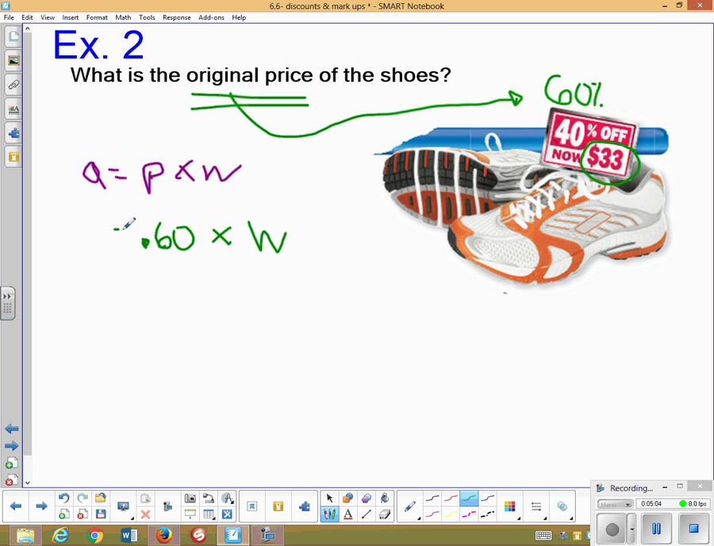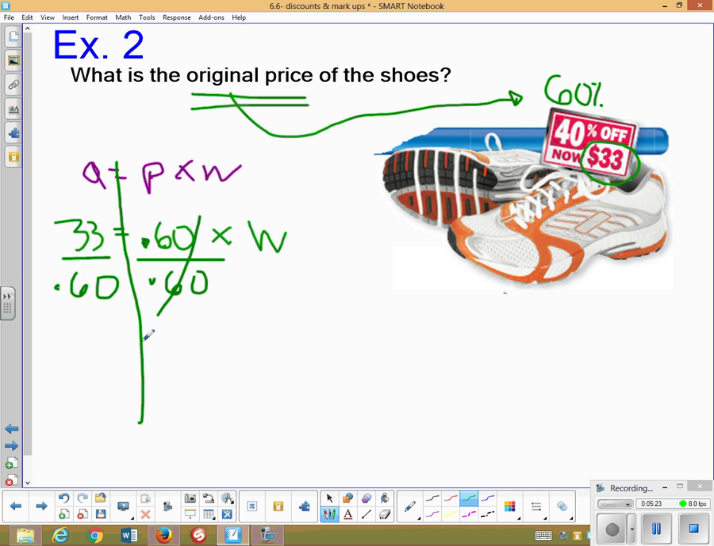But we do know the part that we paid for of the shoe is $33. That's how much it cost with the sale. How expensive was the shoe at the very beginning? So we're going to go ahead and solve for W by dividing both sides by 0.60, this side and the other side. Once you do that, this cancels. Now we get the whole amount of the shoe, the price that we had to start with in the beginning. So we're going to do top goes in and bottom goes out.